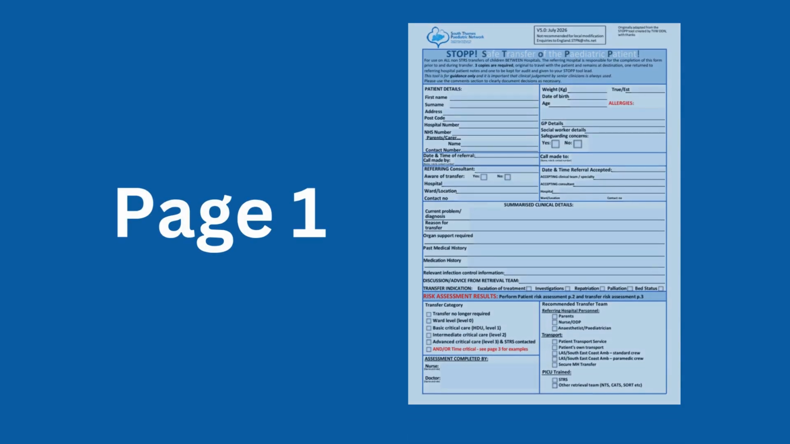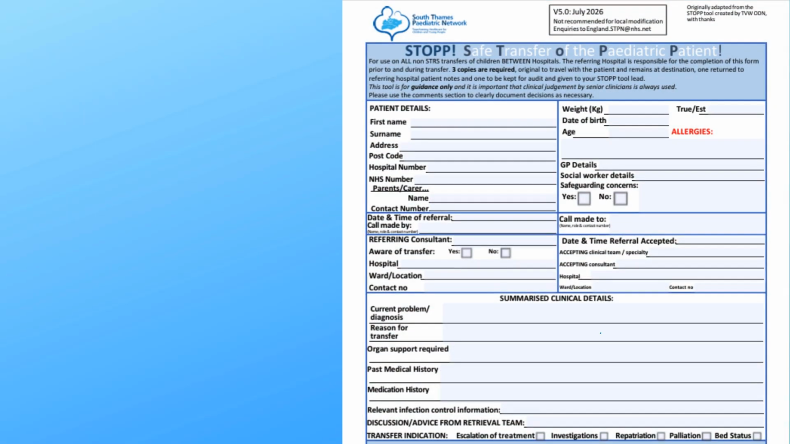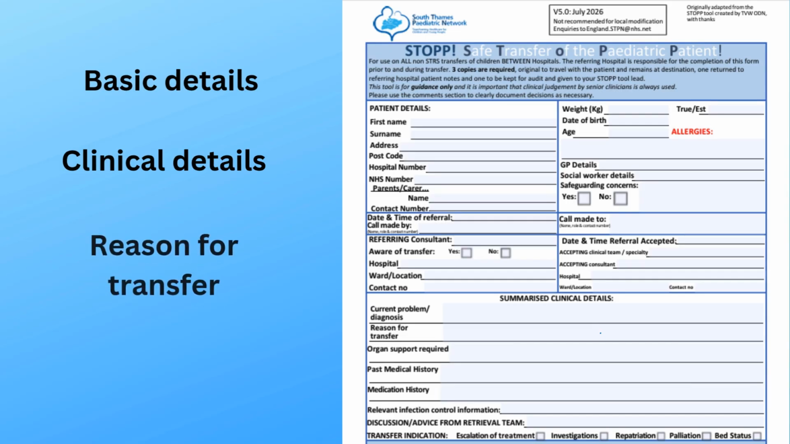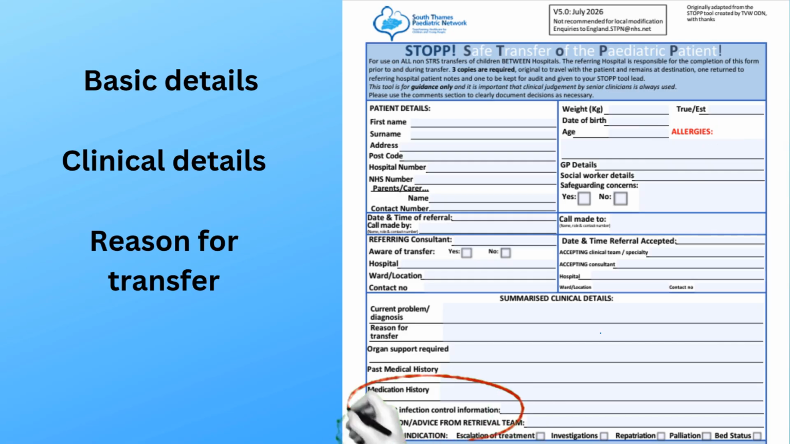Page 1. Page 1 includes essential information about the patient which will be needed by the receiving hospital, starting with basic details and moving on to clinical details and the reason for transfer. There is space here to document any allergies, infection control information, and safeguarding concerns. You should also document the details of the referring and receiving teams.